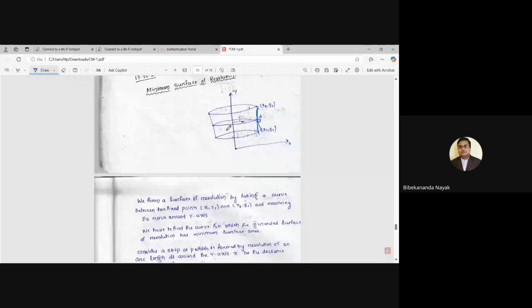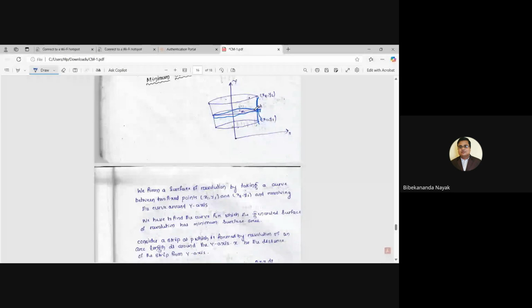But consider revolving xy completely. Simply, we revolve the arc length around the y-axis. Whatever we calculate first, then we integrate from x1 to x2. Okay, this is the procedure.